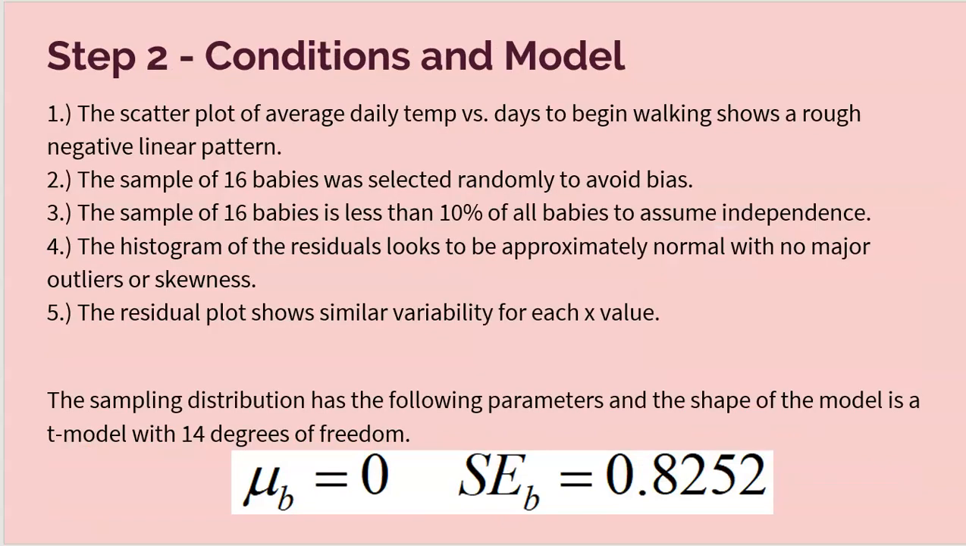And then again, we do need that residual plot to check that 5th and final condition that says that, listen, you know, there's similar variability for each X value. They're not all going all over the place, right? There's some positive, some negative, but I don't have any that are like really big outliers.